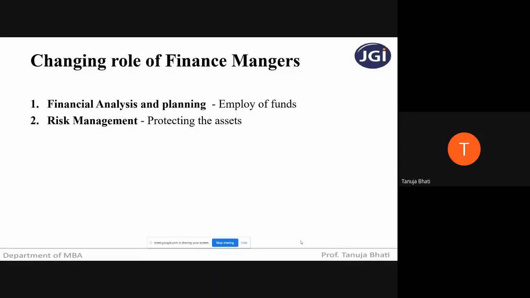This was not in the traditional financial management. The role of the traditional financial manager was just to procure the funds and utilize the funds. He was not bothered about the risk management aspect. But now, in modern financial management, financial managers are not only investing the funds in particular assets, but also making sure that they are protecting those assets.